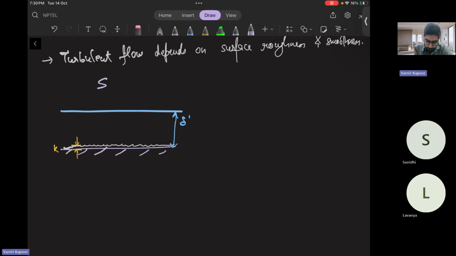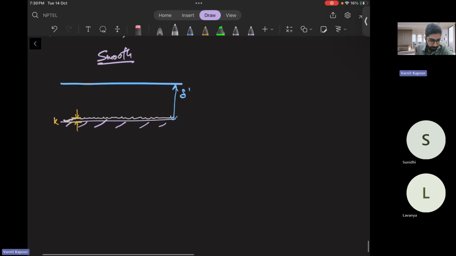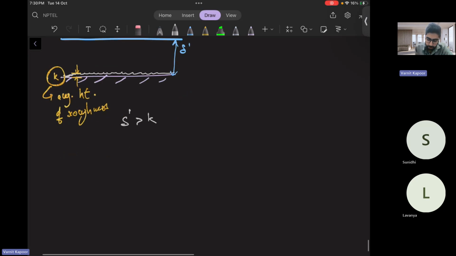Smooth. So that means K is your average height of roughness. So that means your delta dash is greater than K. What will be K by delta dash? It is nothing but less than 1, and it is around less than 0.25 only.